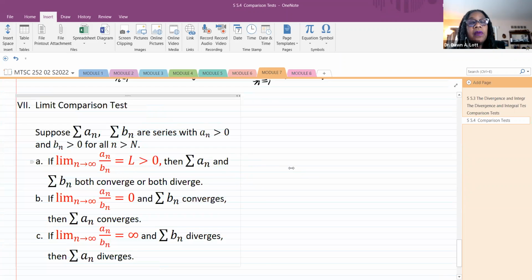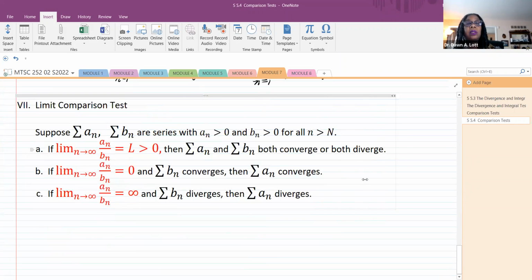Okay, here we have the limit comparison test. All right, so the limit comparison test, you now have two series and their fractions, and you're checking to see if they both converge or both diverge. So if they're both going neck and neck, all right, so we have these two series, summation an and summation bn are both series, and their terms are positive. After a certain point, an and bn are both positive.